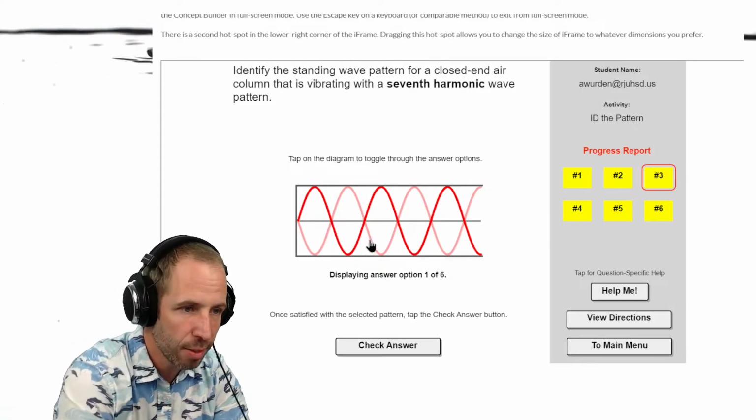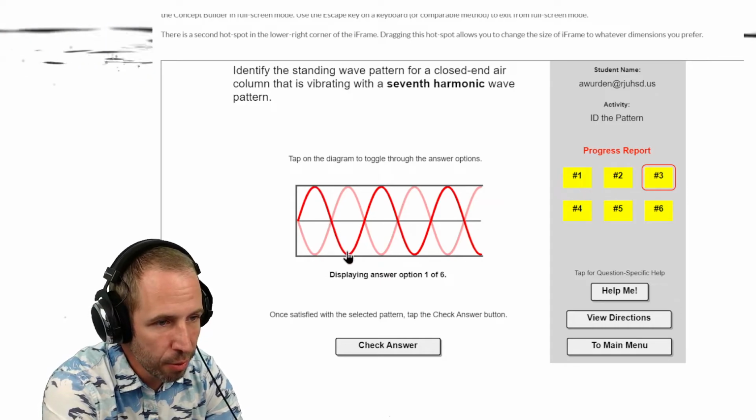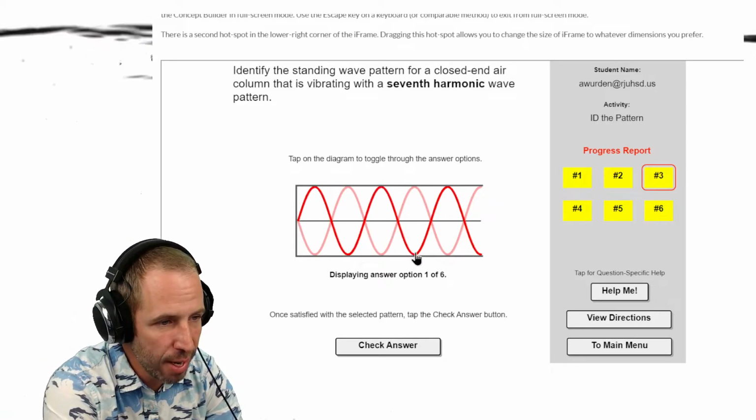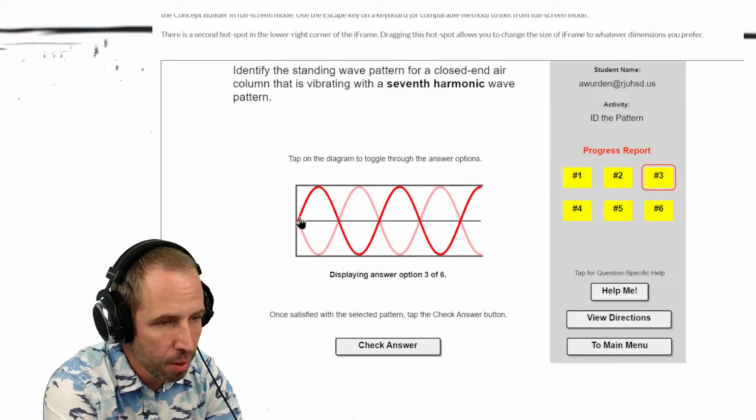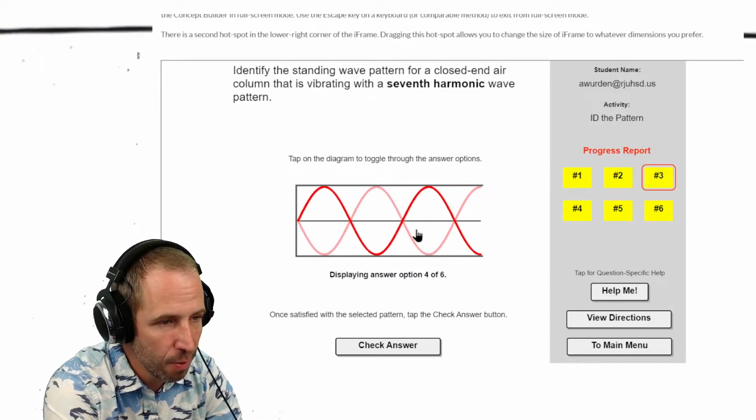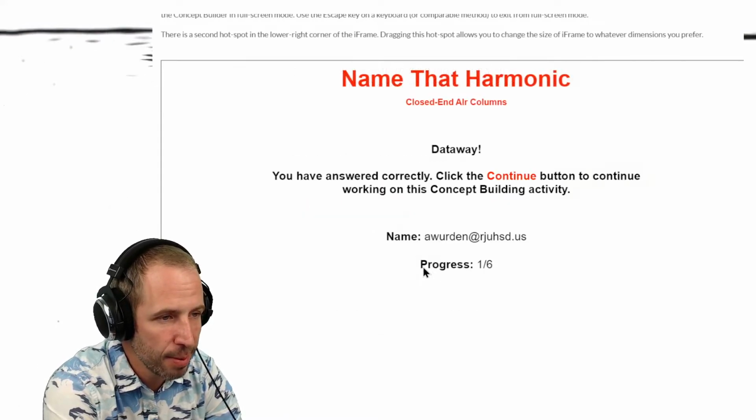Okay, 7th harmonic. So I'm looking at 1, 3, 5, 7. I want to end on this thing. 1, 3, 5, 7. I'm counting by odds this time instead of counting by all of them.